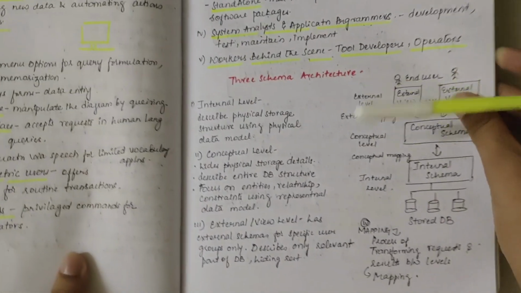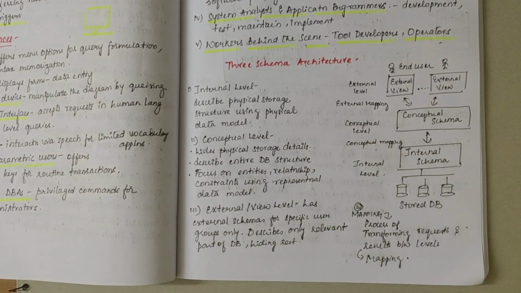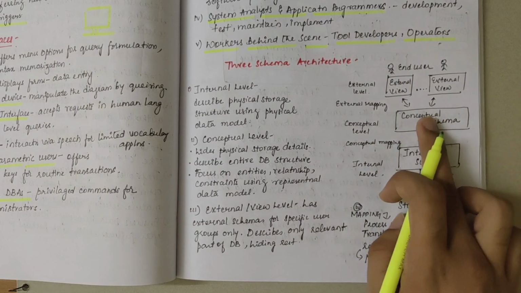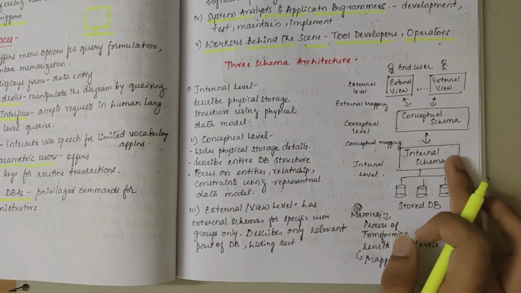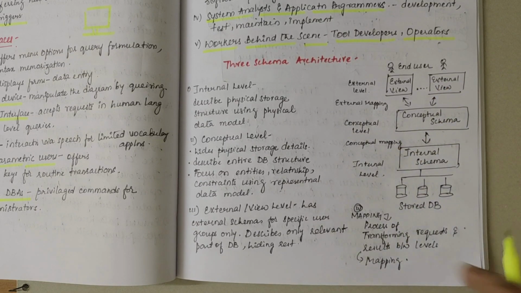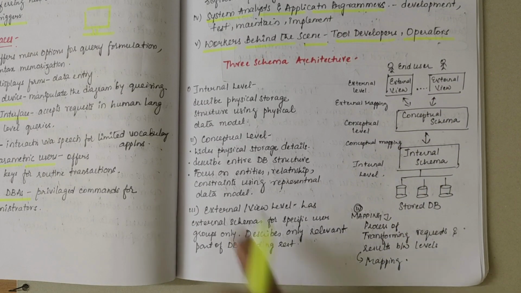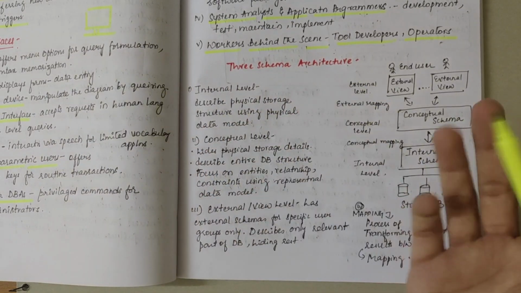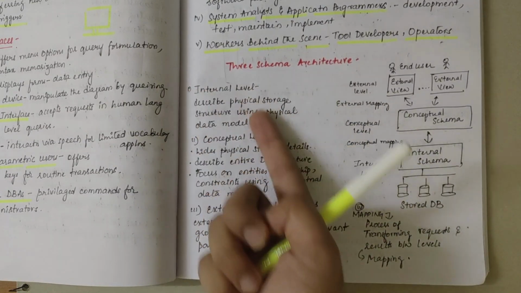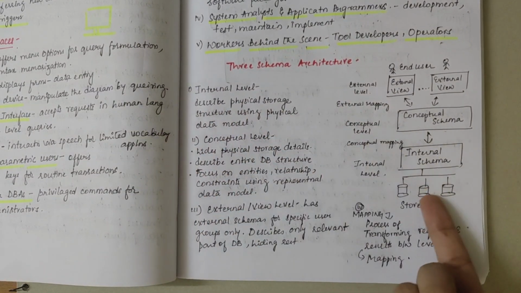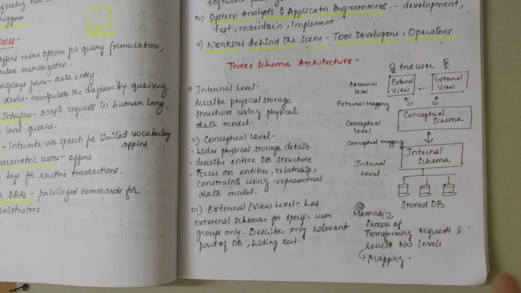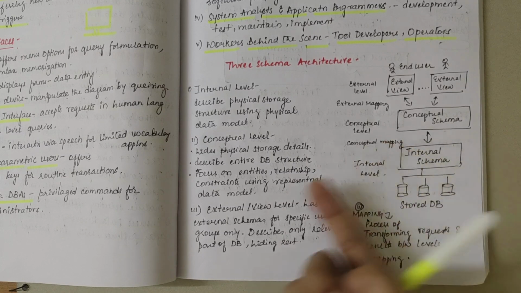Moving on to the next topic, here we have the 3 schema architecture. If you look at the top, here we have the external view, then we have the conceptual view, and then here we have the internal schema. External schema, conceptual schema, and internal schema, and here is the database. So you can understand 3 schema architecture. There are 3 schemas here. The first schema is the internal level. It describes physical storage and the structure using the physical database model.